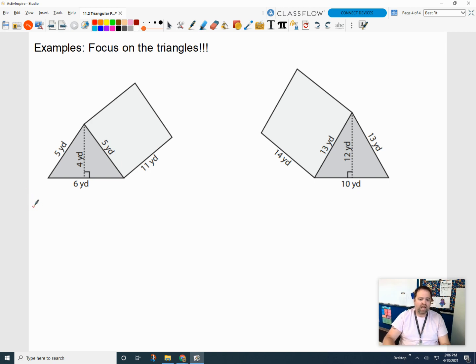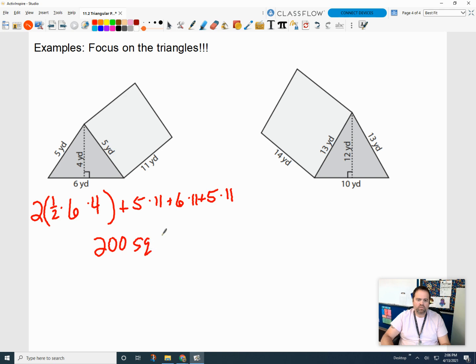So this guy, I've still got 2 triangles. Each triangle is 1/2 the base of the triangle times the height of the triangle. And then I'm going to walk around the sides of the triangle times 11. I've got a 5 times 11, a 6 times 11, and another 5 times 11. That is an even 200 square yards.